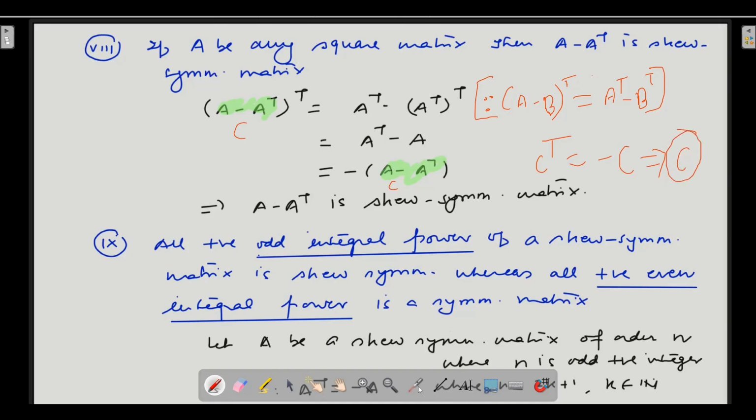But C is equal to A minus A transpose. So A minus A transpose is a skew symmetric matrix by definition. Comparing the two expressions, from the definition of skew symmetric matrices we can say that A minus A transpose is a skew symmetric matrix. In this way we have successfully learned this particular property.